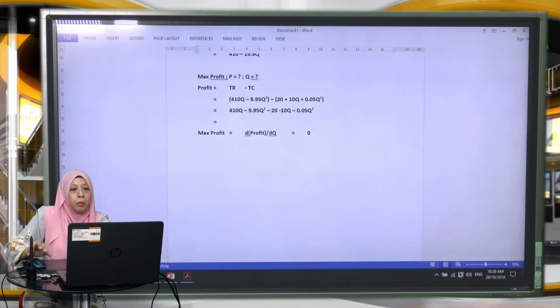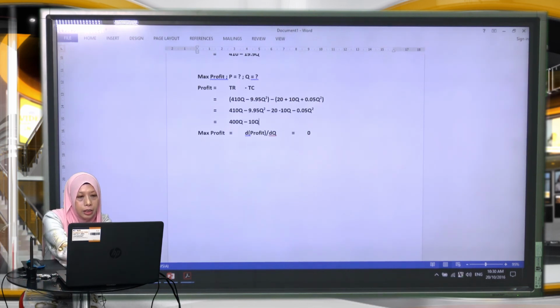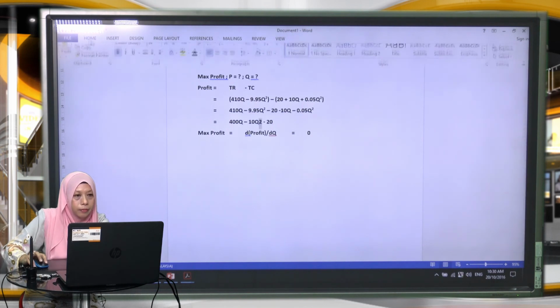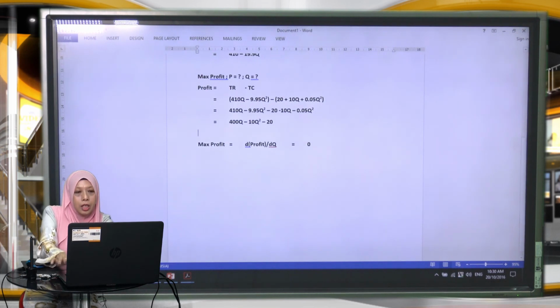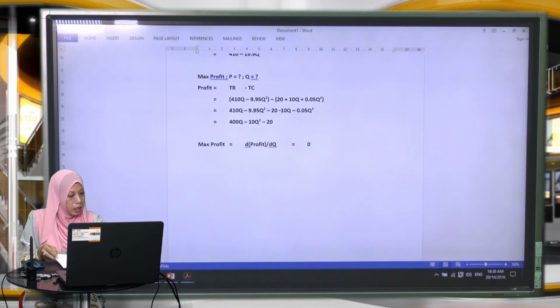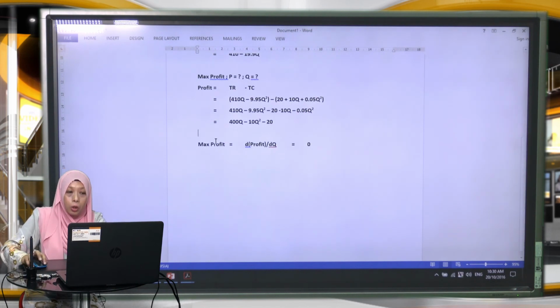Now what do we need to do next? You have to simplify the equation further. As you can see here, 410Q, you can subtract 10Q, so that will give you 400Q. And then we have negative 9.95 Q squared minus 0.05 Q squared, so that will give you negative 10 Q squared. And then we only have 20 as a constant. So now you have successfully derived the profit function, which is 400Q minus 10Q squared minus 20.